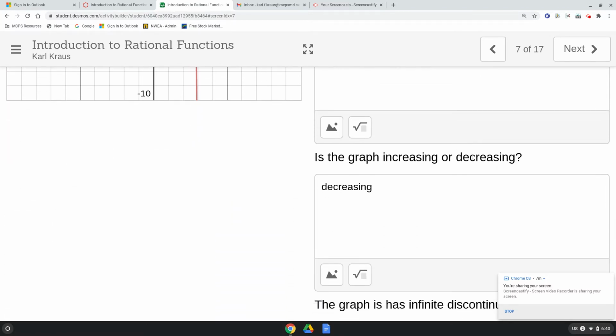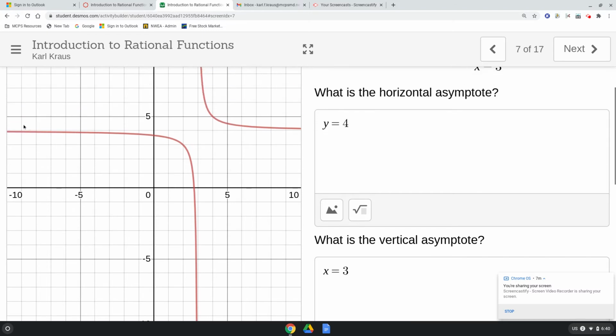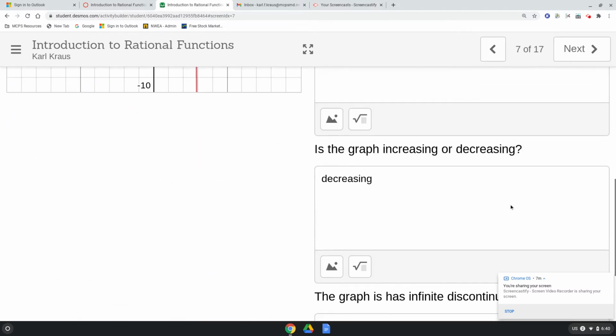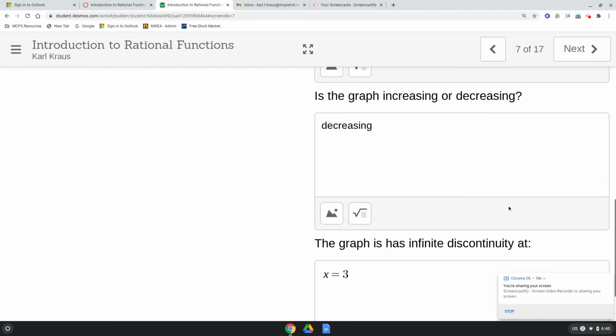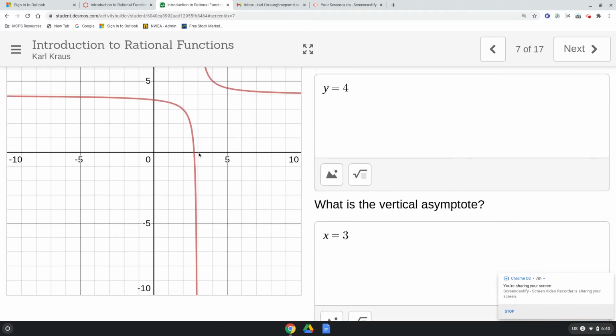Is the graph increasing or decreasing? As I go left to right, that graph is decreasing. Infinite discontinuity at the vertical asymptote x equal 3.